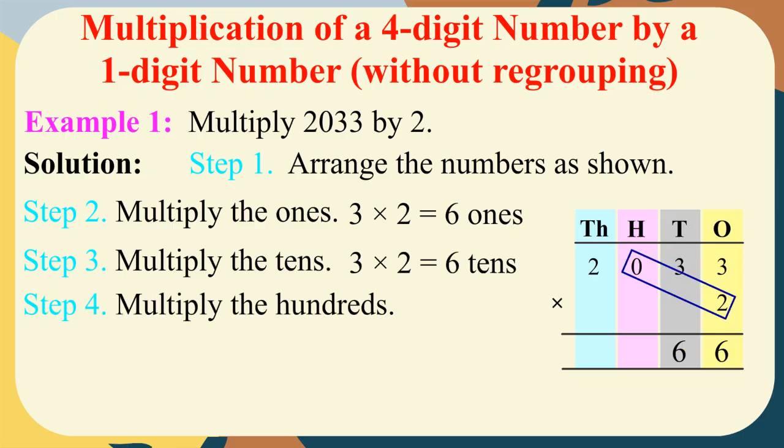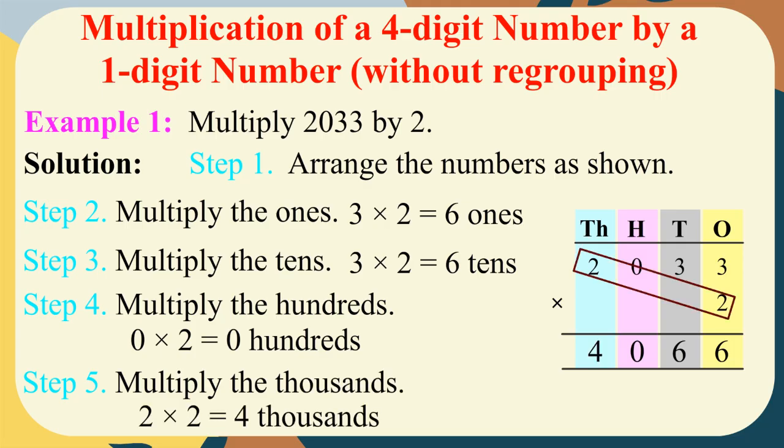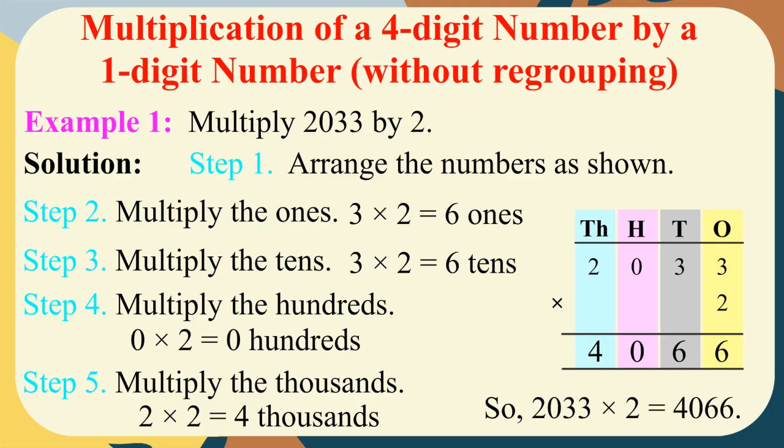Step 4. Multiply the hundreds. 0 multiplied by 2 is equal to 0 hundreds. Step 5. Multiply the thousands. 2 multiplied by 2 is equal to 4 thousands. So 2033 multiplied by 2 is equal to 4066.